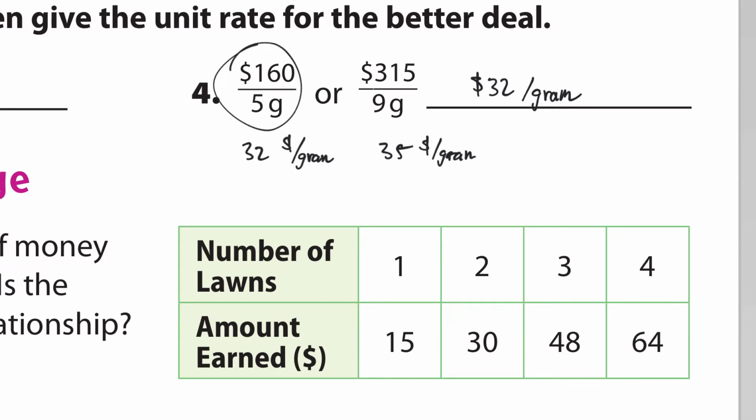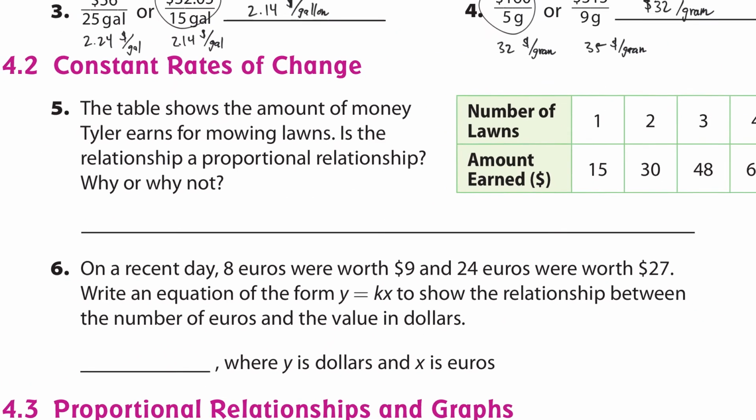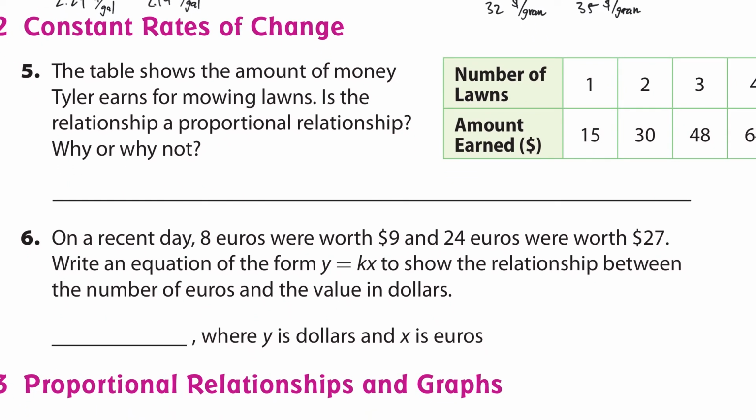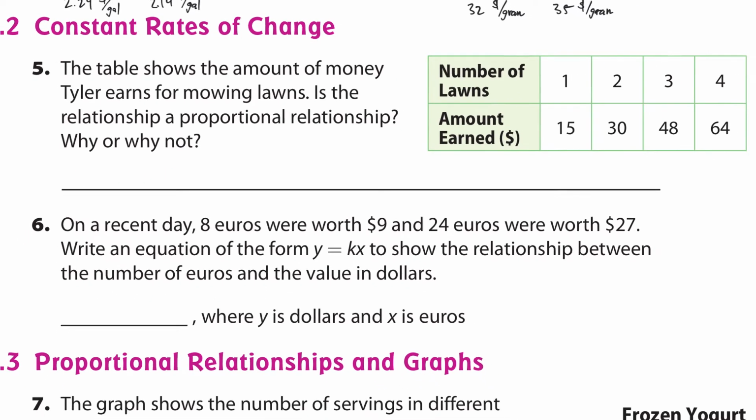Okay, let's go with the next one, constant rates of change. So the table shows the amount of money Tyler earns for mowing lawns. Is a relationship a proportional relationship? Why or why not? Well, let's see.